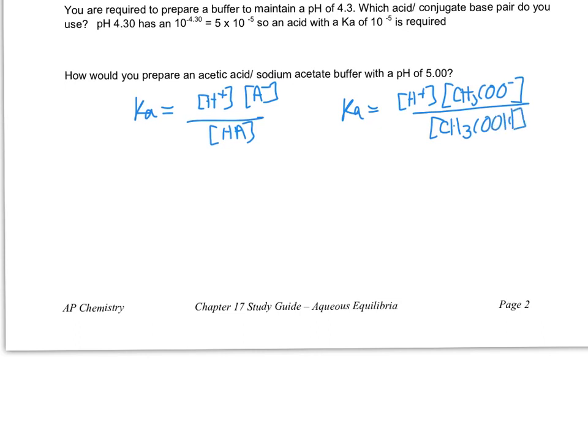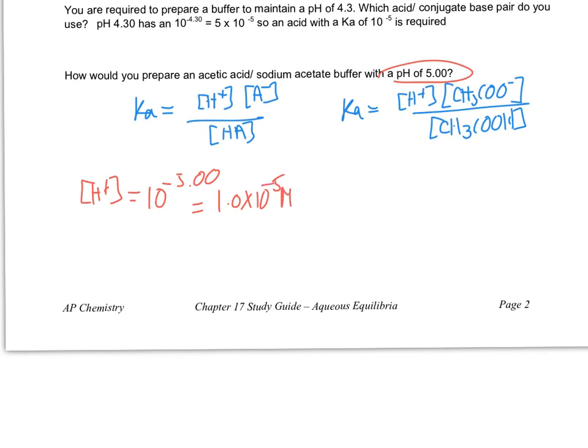All right, well, what do I know from here? Well, I know the Ka of acetic acid, right? I can plug that in. I also know what I want my H plus concentration to be because I know what the pH is. So I know that the pH should be 5.00, which tells me that I want my H plus concentration to be 10 to the negative 5.00, same thing as 1.0 times 10 to the negative fifth molar.